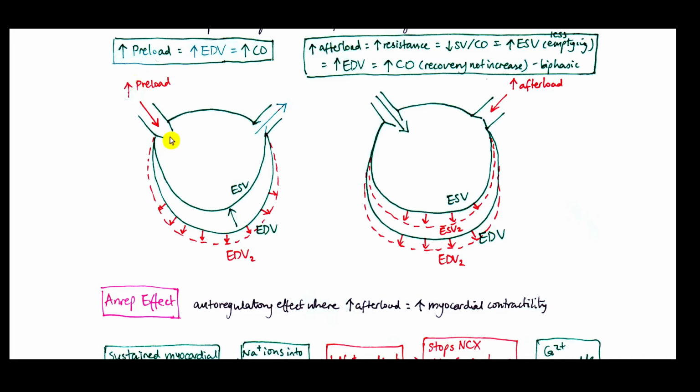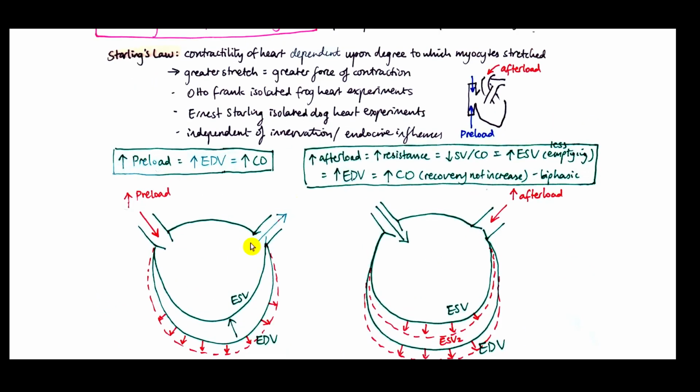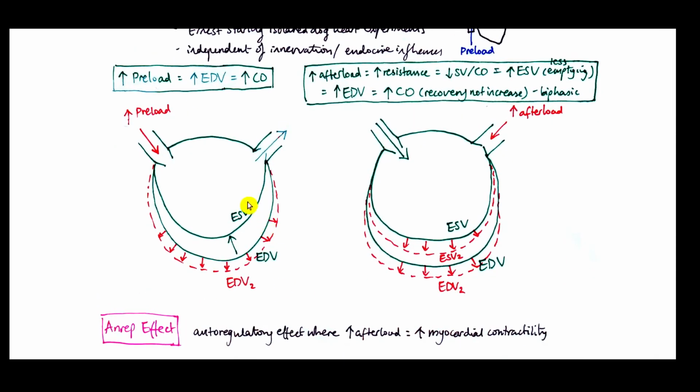Now if we increase the preload, so the red is becoming relevant here, then we increase the amount of blood that's going in. So obviously the end diastolic volume, so the amount of blood that fills the heart, will increase the volume. And then by increasing the end diastolic volume, we've increased the contractility by Starling's rule, which says that as the muscle is stretched more, it contracts harder with more force.